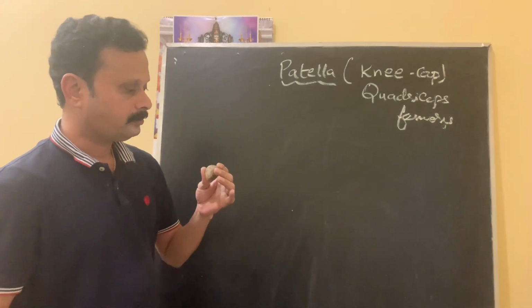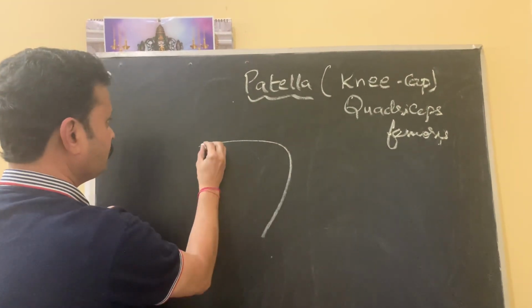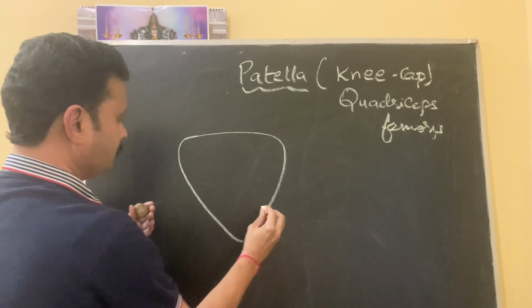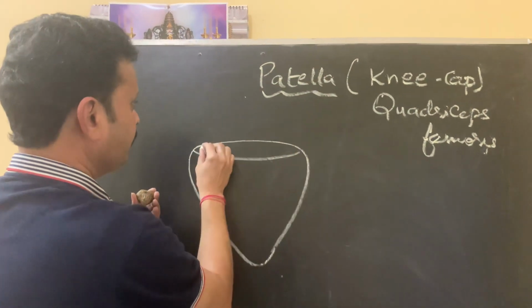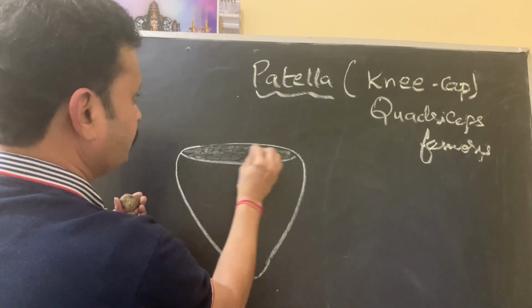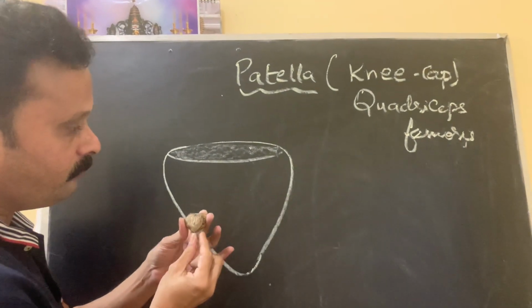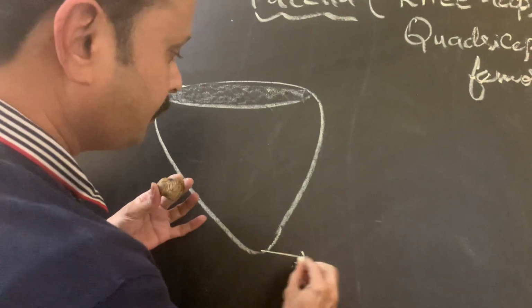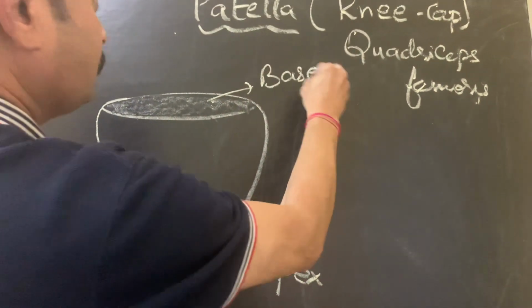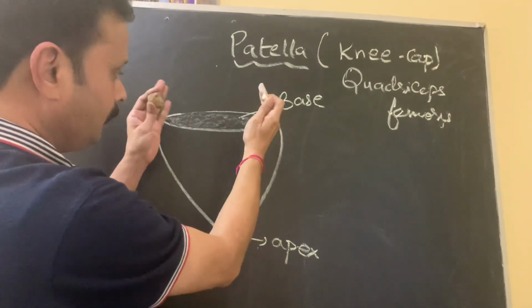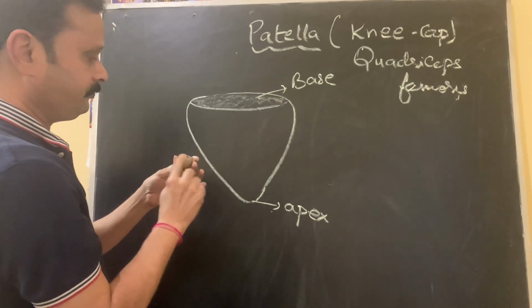If you see the parts of it, it is somewhat triangular in shape like this. This is seen from the front, having a base above and somewhat pointed and directed downwards, and this is called the apex. And this one is the base. The base, which is wider, is above, and the pointed end, that is the apex, is directed below, and this one is the anterior surface.